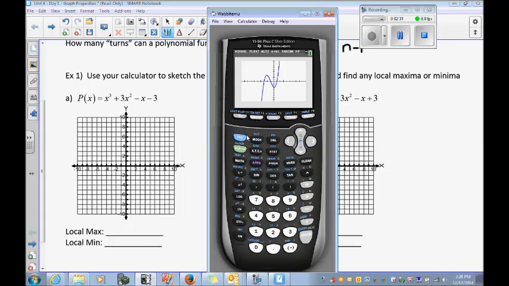We can simply hit the second key, trace, and then for maximum, we will maneuver to our left bound here. We'll hit enter, move over just a tad bit to our right bound, hit enter. Guess, I'll move a little bit more, I'll hit enter, and it looks like it's saying that our maximum point is at negative 2.15 and 3.08 if I round it.